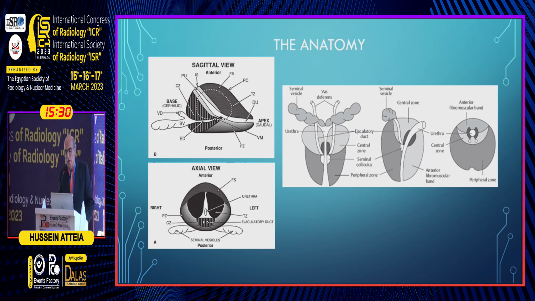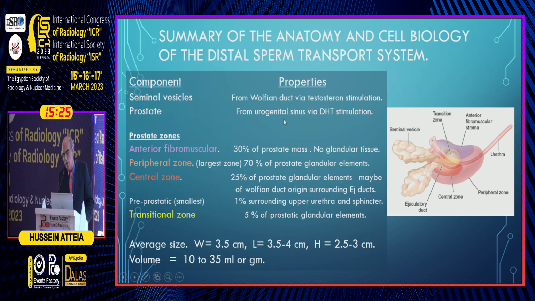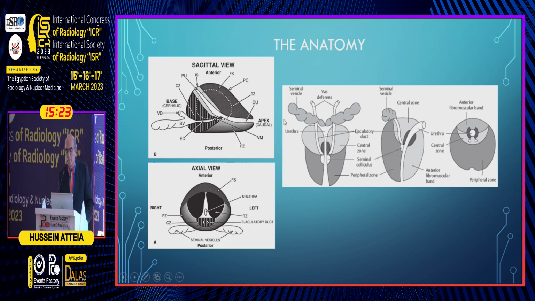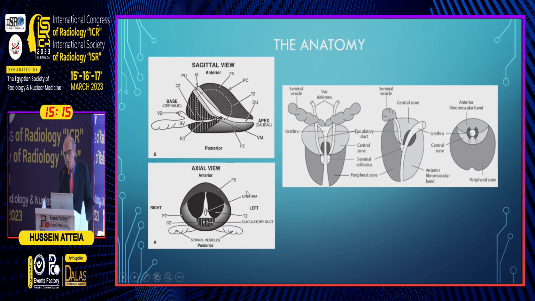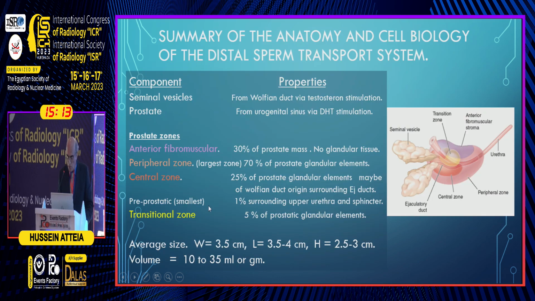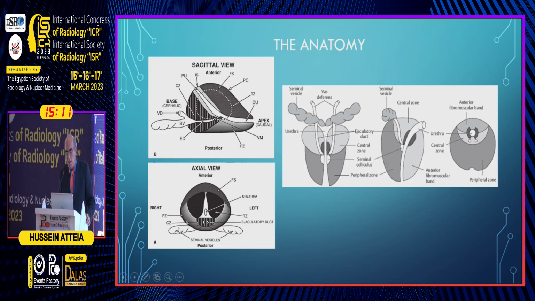The ejaculatory duct moves towards the verumontanum into the urethra. The same thing in the axial plane: this is the anterior fibromuscular stroma, and the peripheral zone, and the central zone where the two ejaculatory ducts pass and traverse to the verumontanum.